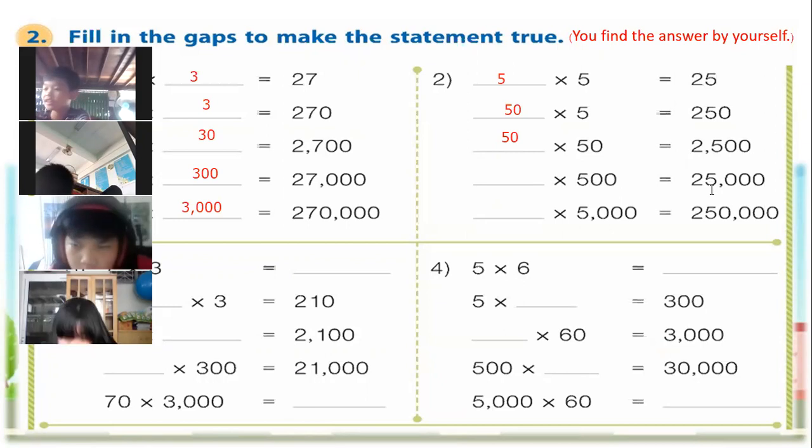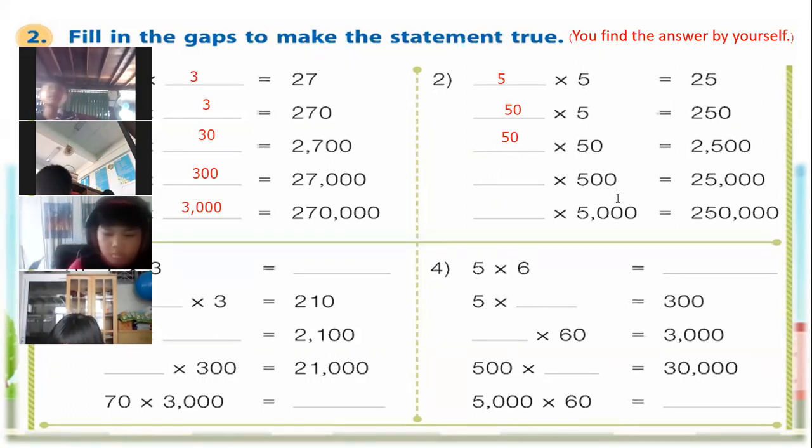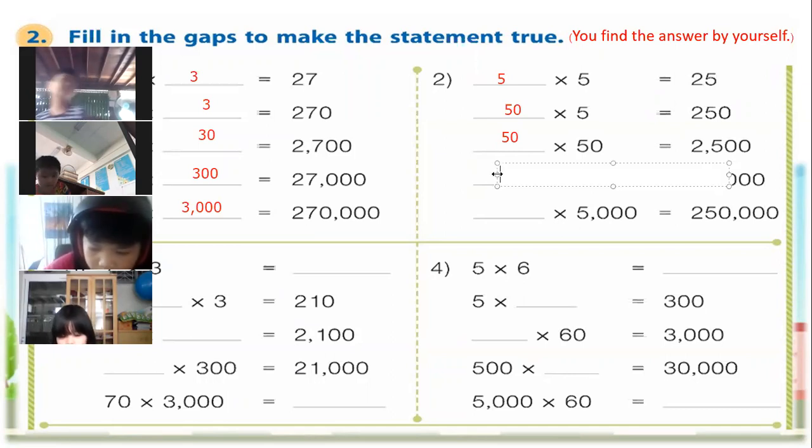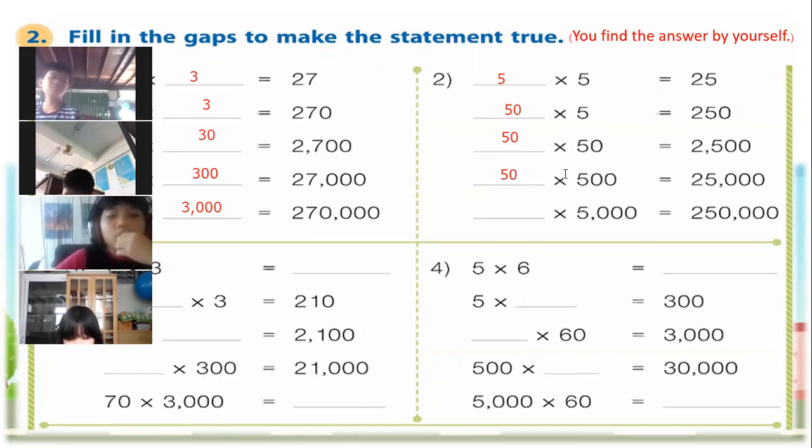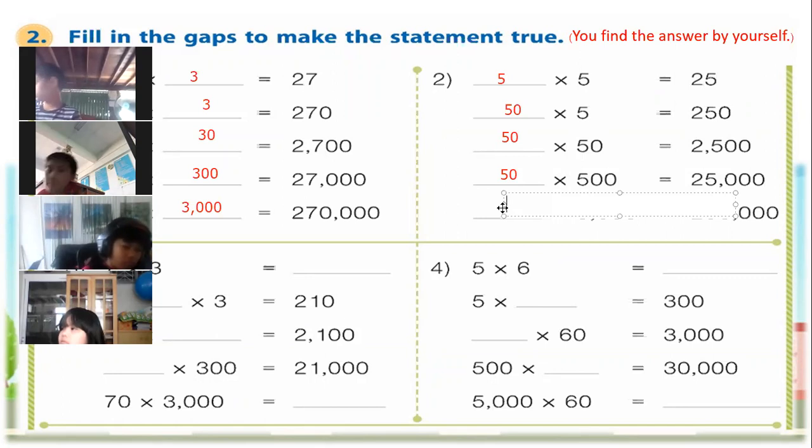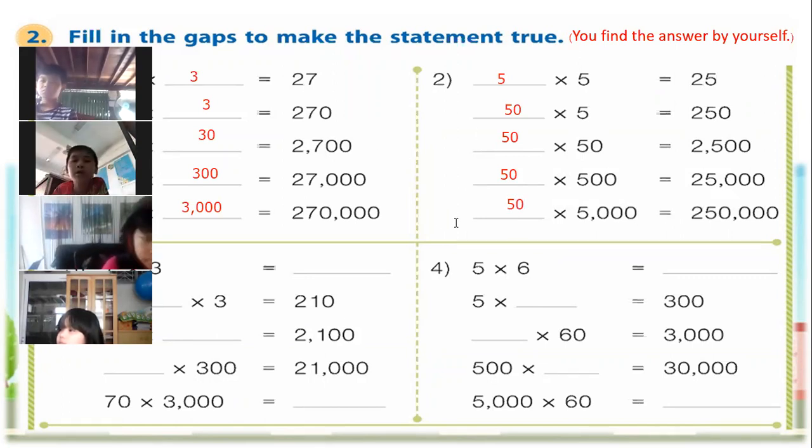Step 4. What will be the number we multiply by 500? So it becomes 25,000. 500. The number multiplied by 500: 50. Very good. So 5 tens multiplied by 500 is equal to 25,000. Now, final step. How much multiplied by 5,000 becomes 250,000? 50. Exactly. 50 is the correct answer.